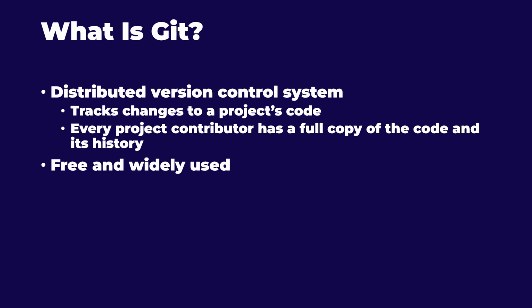Git is a distributed version control system. That means it tracks changes to a project's code, and every contributor to that project has a full copy of that code and its history. It's fast, powerful, and free.